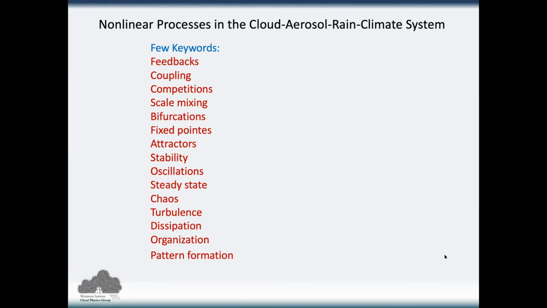Bifurcation. Bifurcation would be the hero of my talk, so I will explain more about what bifurcations are, and fixed points and attractors and stability and non-stability, oscillations versus steady state, chaotic behavior, turbulence, dissipation, organization, and pattern formation. These are all keywords that come up when we study cloud physics, and in general atmospheric physics or climate. And I really want to give them the respect in this talk.